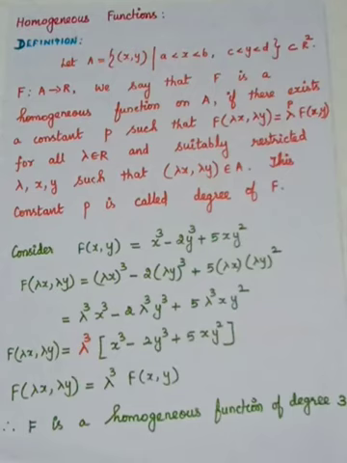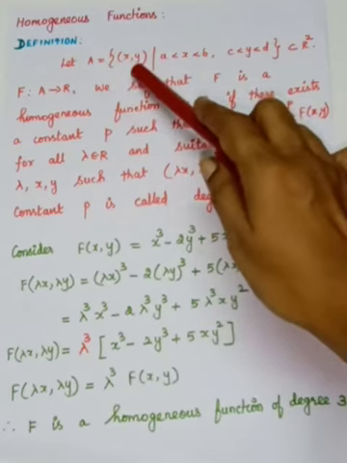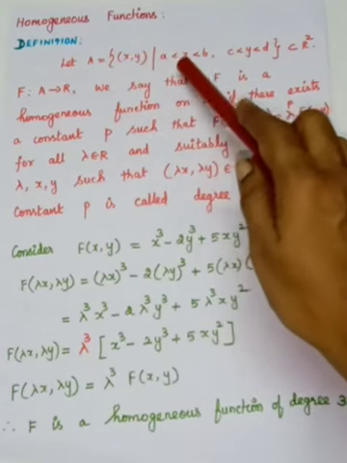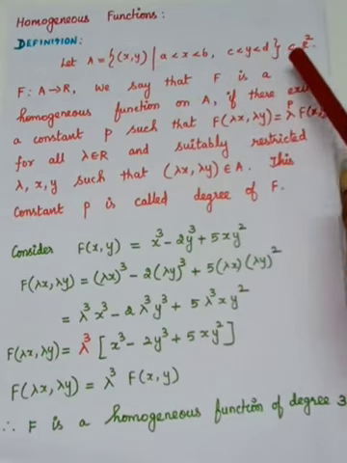Good morning, students. Today we are going to see the homogeneous function and how to apply Euler's theorem for the homogeneous function. First, we'll see the definition of homogeneous function. So let A be the set of all ordered pairs (x, y), a < x < b and c < y < d, contained in R square.